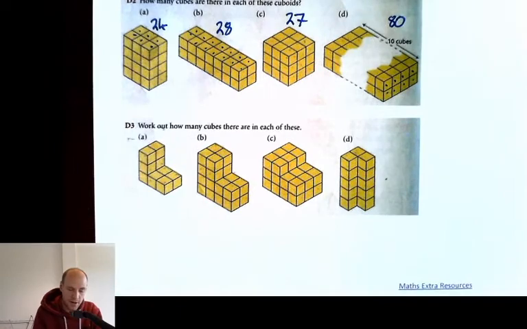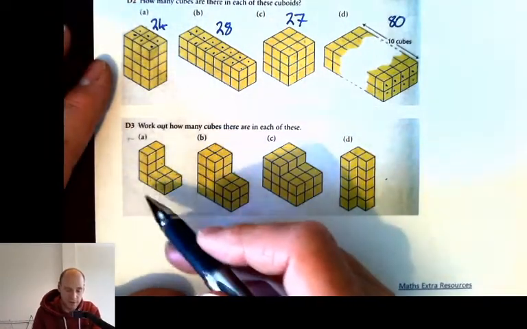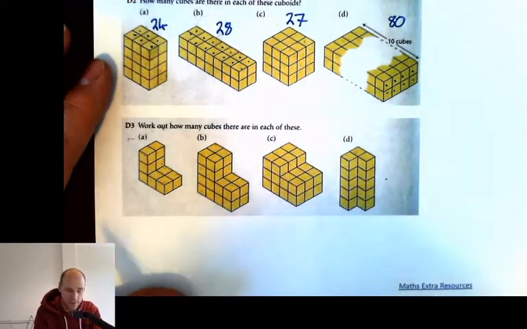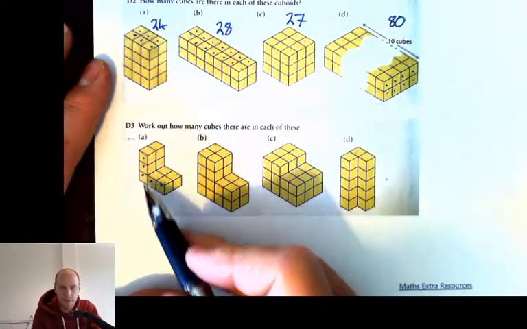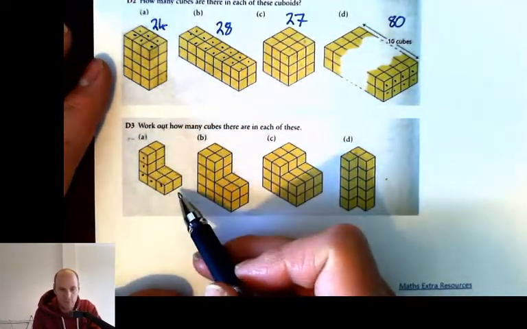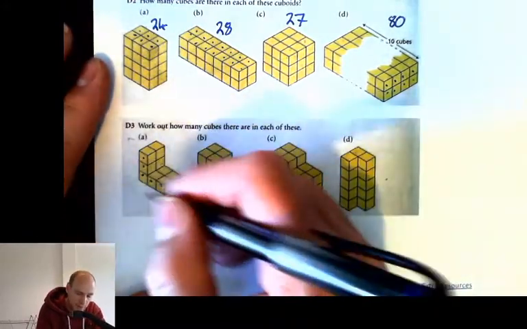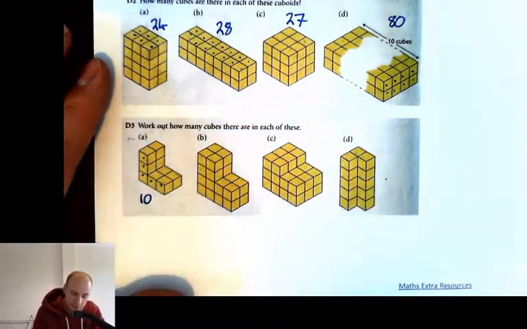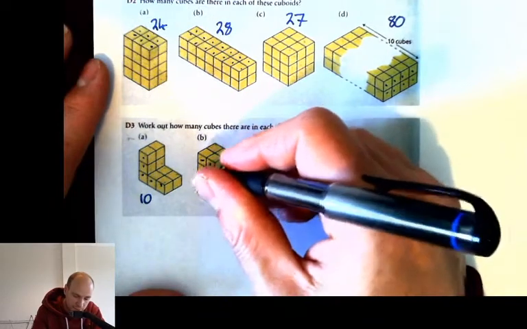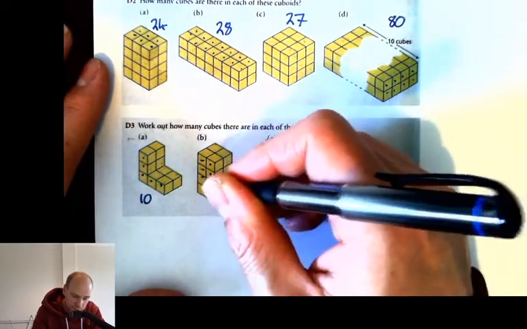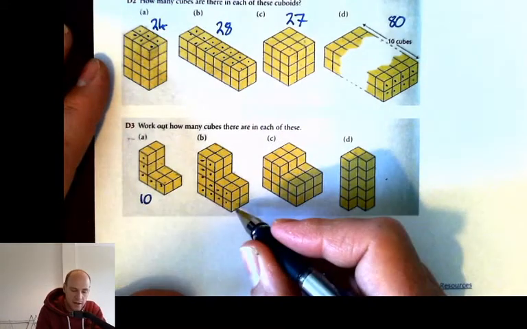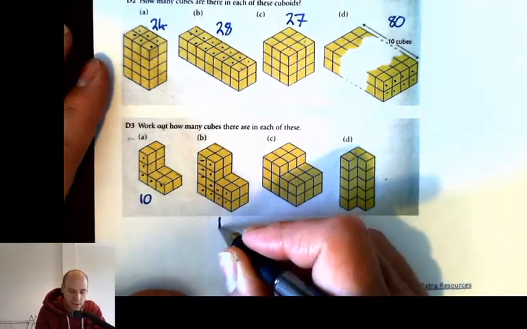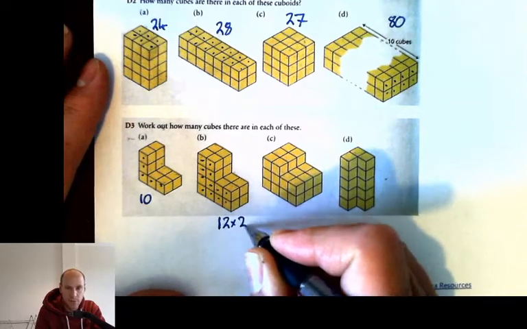And this one is even harder because there are some missing cubes and really hard to spot. Basically, you've got 1, 2, 3, 4, 5 in this L shape, but then there'll be another L shape there as well, and there's one missing, so that's 2 lots of 5, so I think that's 10. I'm going to do the same thing here. I'm going to count how many are on this front. 1, 2, 3, 4, 5, 6, 7, 8, 9, 10, 11, 12. And I'm going to times it by 2 because there's 2 layers. So that's 12 times 2 is 24.